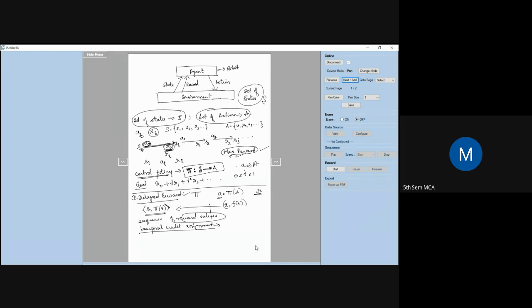This is the concept of delayed reward, wherein you are not providing the trainer with data of the kind x comma f of x. Instead, you are telling it the sequence of reward values that are given to the machine as and when it goes on executing the actions. Okay, that is your first point. The second point we are trying to see here is exploration. What do we mean by this?